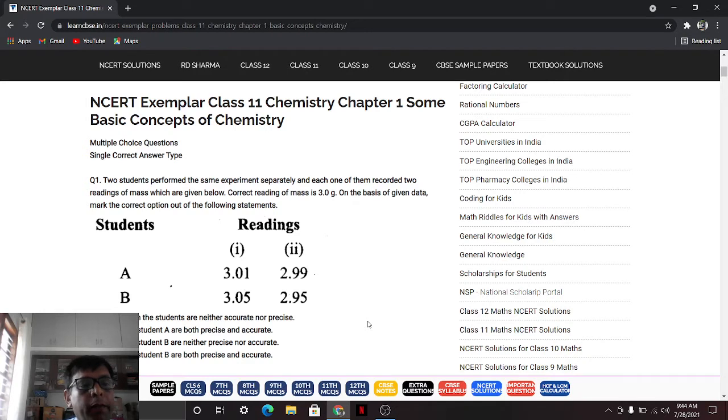Class 11. Two students performed the same experiment separately and each one of them recorded two readings of mass, which are given below. The correct reading of mass is 3.0 gram. On the basis of the given data, mark the correct option out of the following statements. Students A and B performed two experiments. The first one is 3.01 and 2.99, and the second is 3.05 and 2.95.